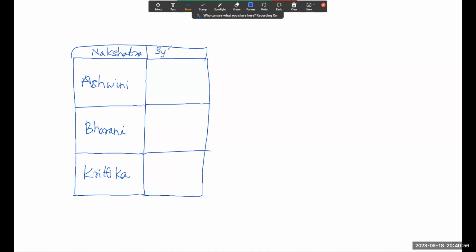What are the symbols? Symbol for Ashwini? Horse head. That's right. Bharani symbol? Womb. Correct. Then Kritika symbol. Sharp objects. Be precise, razor.